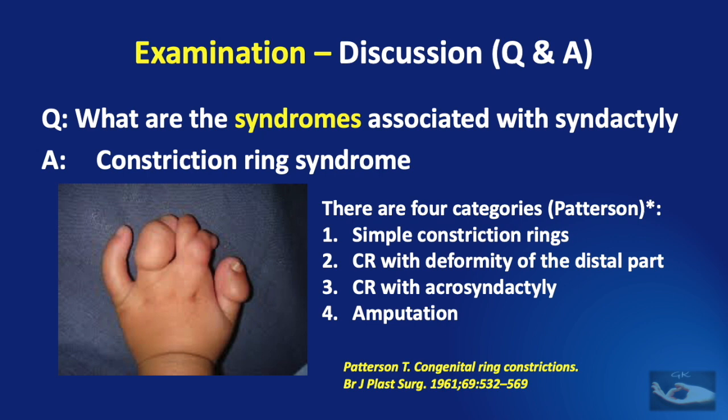The first is simple constriction rings. The second is constriction ring with deformity of the distal part like lymphedema. The third is constriction ring with distal fusion of the fingers called acrosyndactyly, and fourthly, amputation of the fingers.